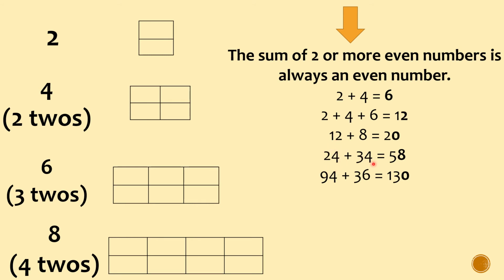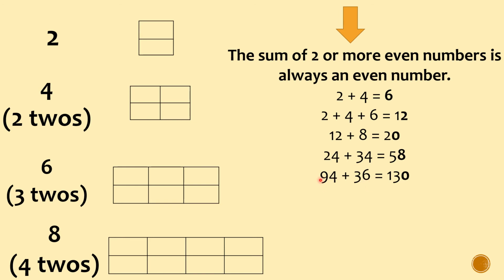34 is also an even number because digit 4 is an even number. 24 plus 34 is 58. 58 is also an even number. You look at the digit in the ones place, it is 8, and 8 is an even number. That means the whole number 58 is an even number.